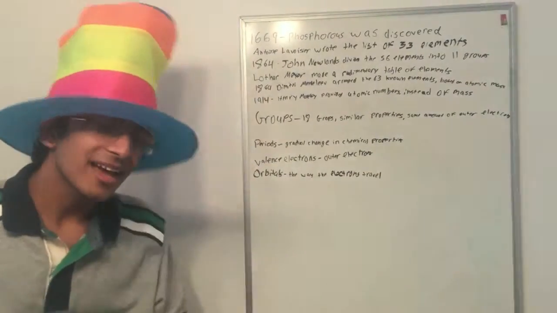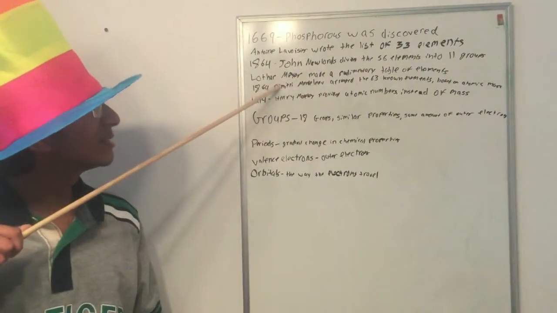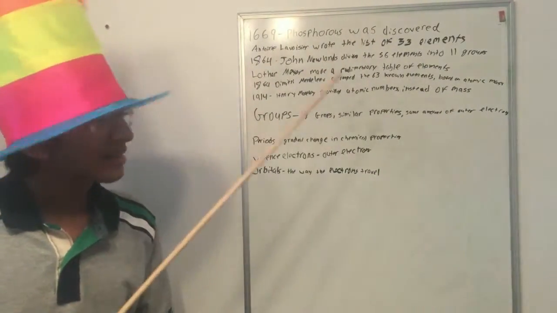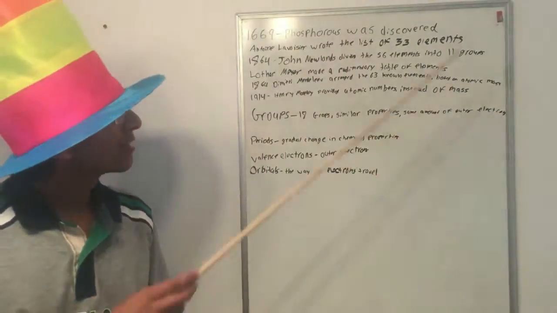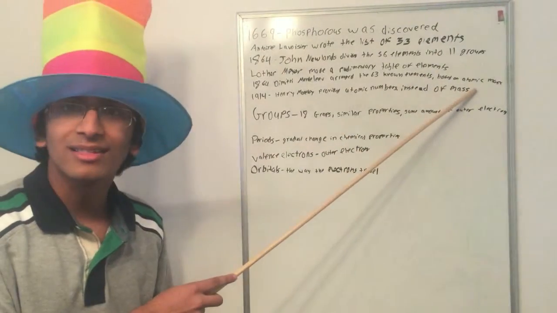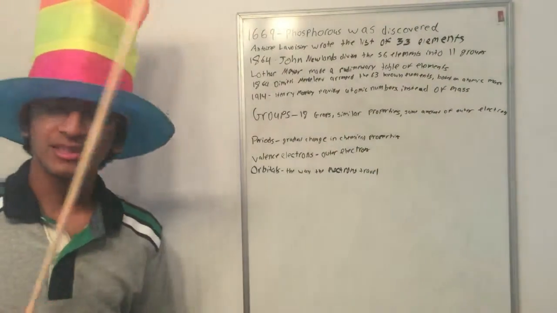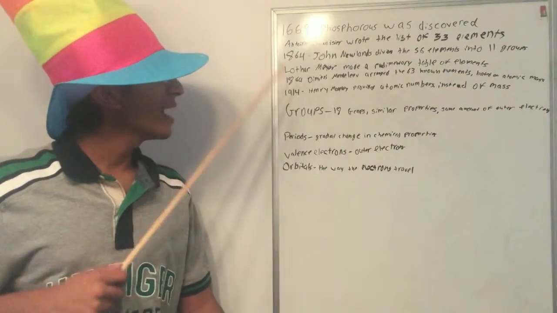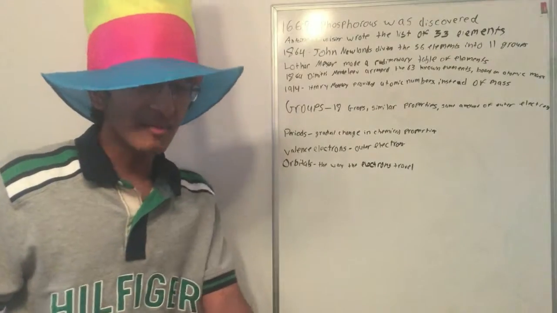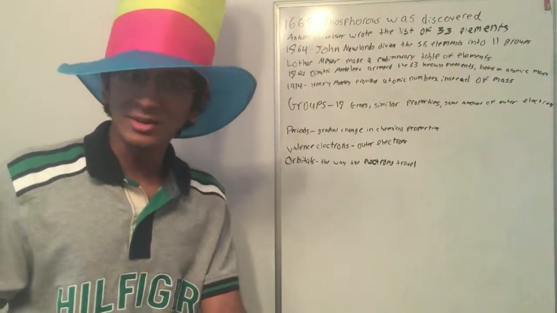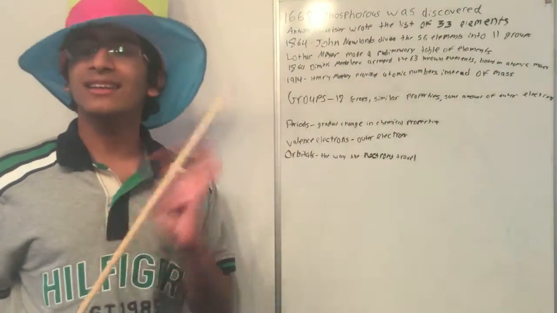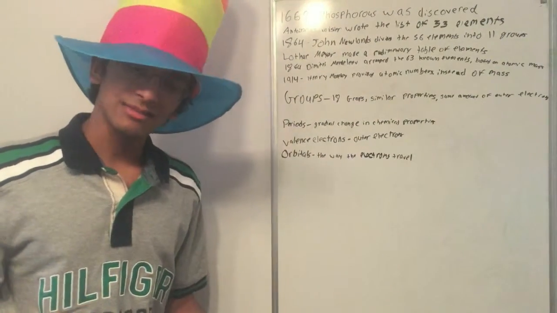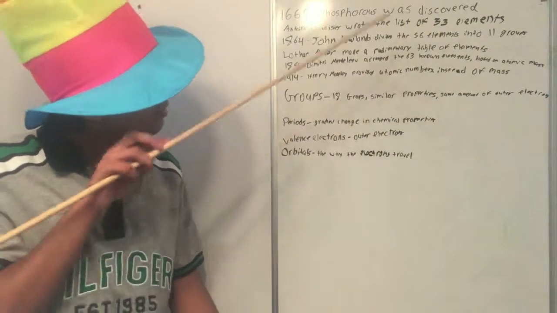And then a great man, Dmitri, in 1869, arranged the 63 known elements by atomic mass. But this still caused problems for us. And then in 1914, a man named Henry Moseley provided the atomic number, the proton number, if you will. And we decided to use that to organize our periodic table of elements. And to this day, we still use this model.